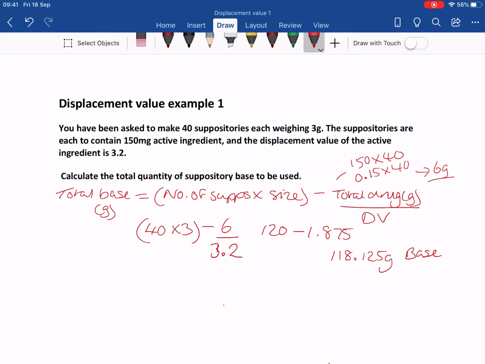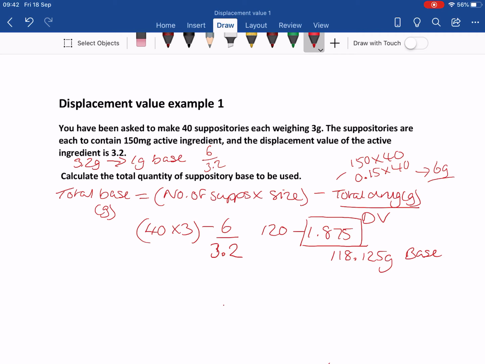Now, a way of checking if that makes sense is if we remind ourselves what a displacement value is. The displacement value of 3.2 means that 3.2 grams of our active ingredient will displace or occupy the same space as 1 gram of base. And if we look back at our answer, we can see that we're displacing 1.875 grams of base, which is not quite 2. So given that we're using 6 grams of active ingredient and the displacement value is 3.2, we can expect that amount of active ingredient would be displacing nearly 2 grams of base.